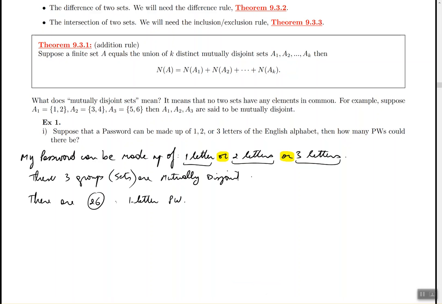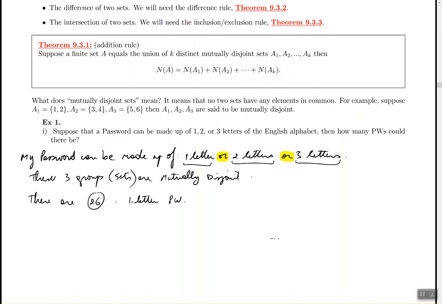And I think it's pretty obvious that there are 26 one-letter passwords. If we're talking about the English alphabet, there are only 26 letters. So that's what we can choose. We're not allowed to pick any digits in this case because they said pick only letters.